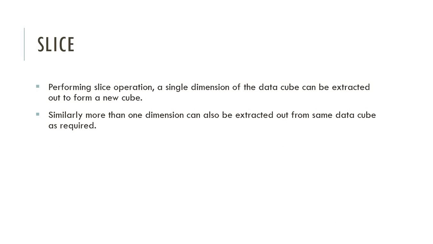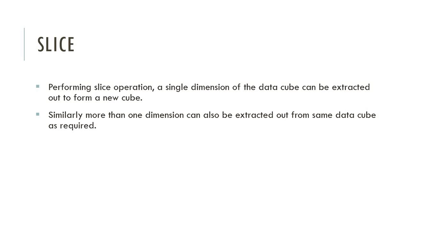Next is the slice operation. As the name suggests, we are cutting one slice from the data cube. Suppose we have a square cake and we are cutting a square slice with the help of a knife. So this operation becomes slice operation. Same way we are doing a slice operation on the data cube. By performing slice operation, a single dimension of the data cube can be extracted out as a new cube. Similarly, more than one dimension can also be extracted out from the same data cube as required.